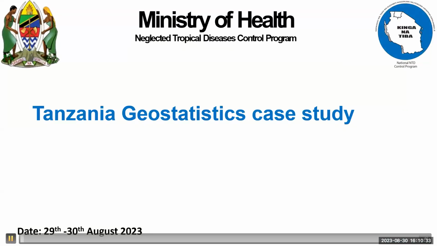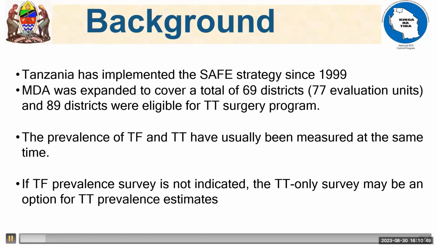My name is Dr. George Kabona, the NTD Program Manager from Tanzania mainland. Today I would like to share with you the experience using the geospatial methods in program delivery. Tanzania has been actively employing the SAFE strategy since 1999, starting with a pilot initiative in some districts. Following comprehensive baseline surveys conducted nationwide in 2004 and 2012, targeting 100 districts identified as being most susceptible to trachoma, the mass drug administration efforts were expanded.